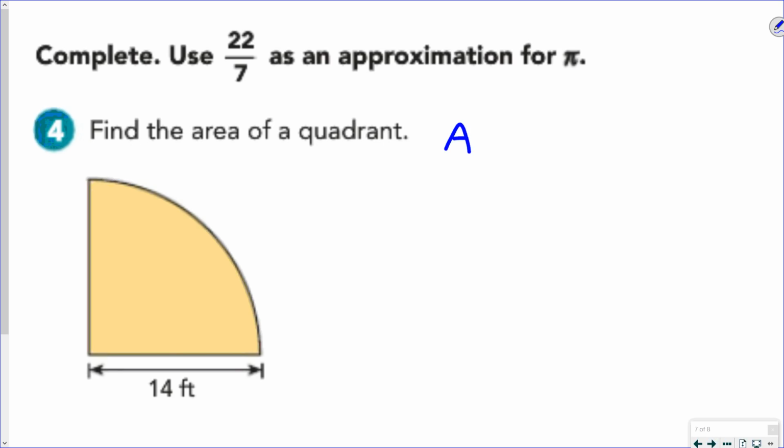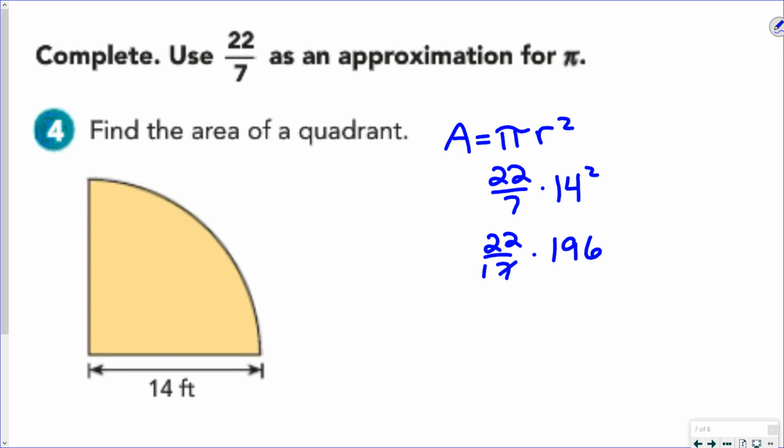So again, area equals pi r squared. We're using 22/7 as an approximation for pi. And we have a radius of 14 squared. So that would be 22/7 times 196. Divide that by 7 to get 1. Divide this by 7 to get 28. 22 times 28 is 616. But we are doing a quadrant, so we need to divide that by 4 to get 154 square feet.